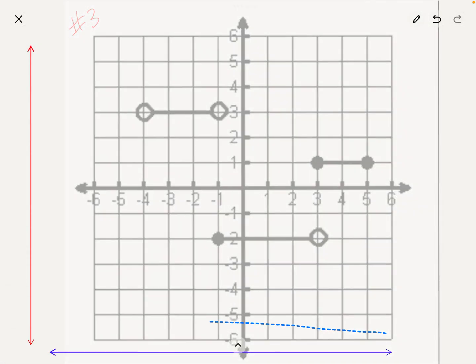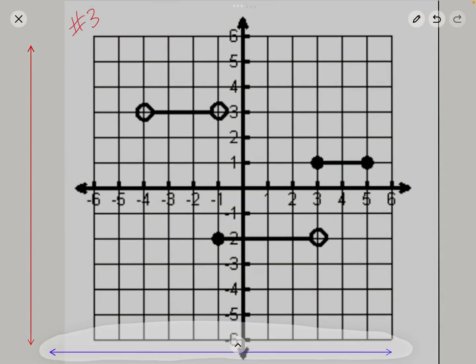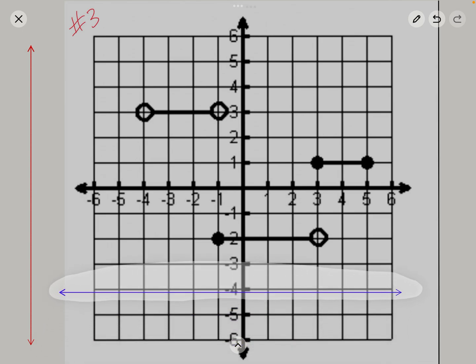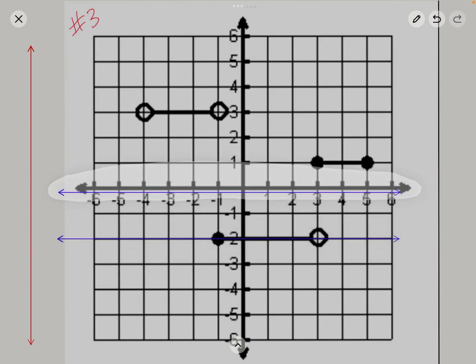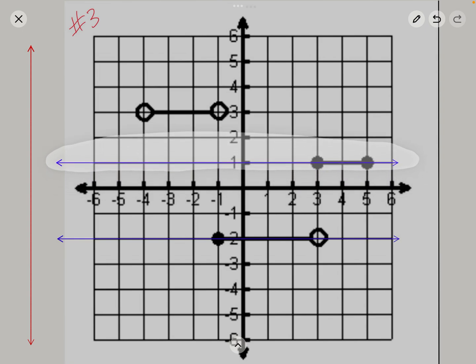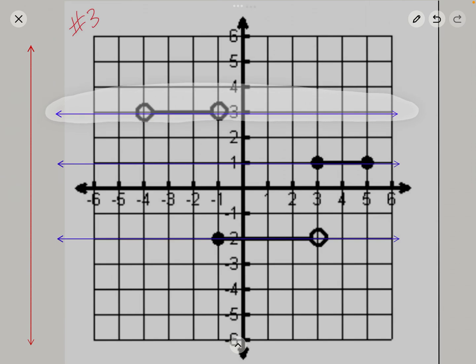So we're going to copy this horizontal line, and we're going to figure out where all of the outputs are. I'm going to move this horizontal line up to the very first output place, which would be right here, and then I'm going to copy it. Then I'm going to keep moving until I get to the next output, which is right here, and copy it. Then I'm going to move it again until I get to the final output, which is going to be here.